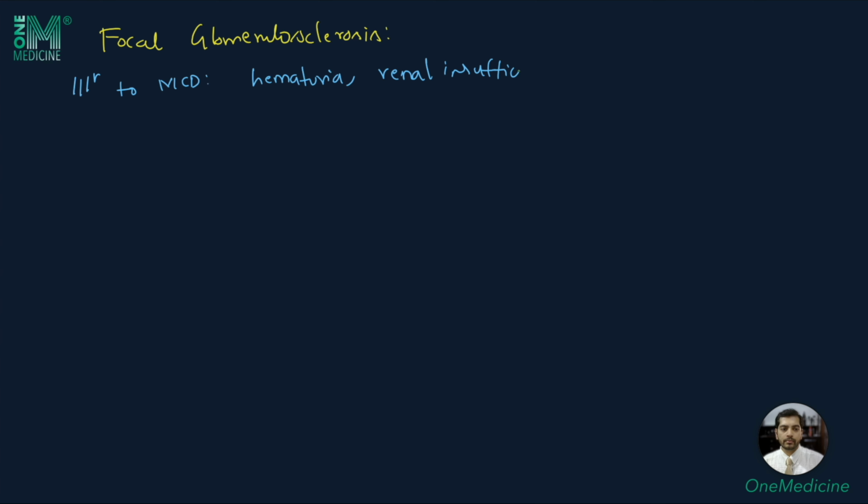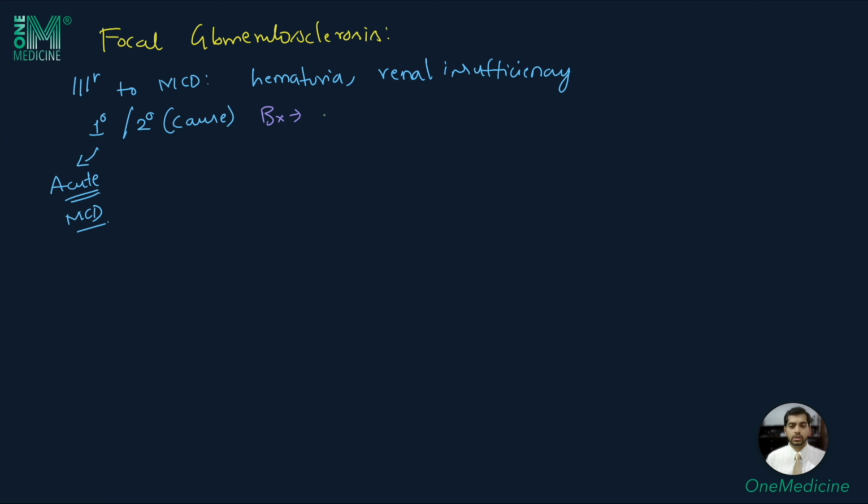The next topic is focal glomerulosclerosis. The presentation is very similar to minimal change disease, except the patients may have hematuria and may show evidence of renal insufficiency. This can be either primary or secondary, that is secondary to a particular cause. Primary disease is more acute and closely resembles minimal change disease.